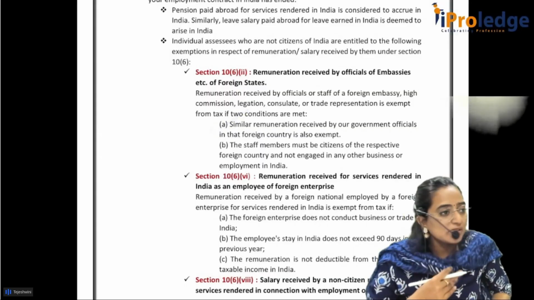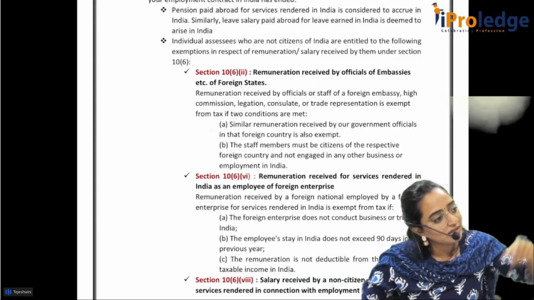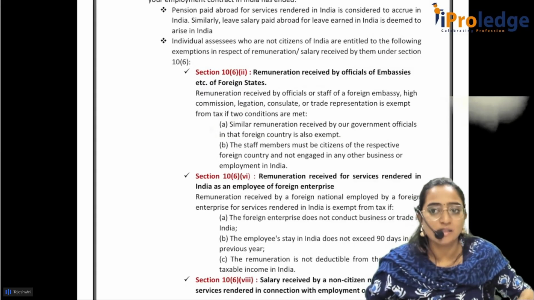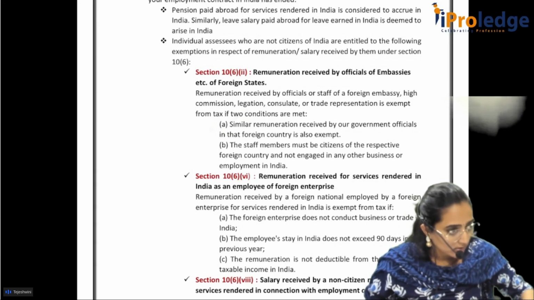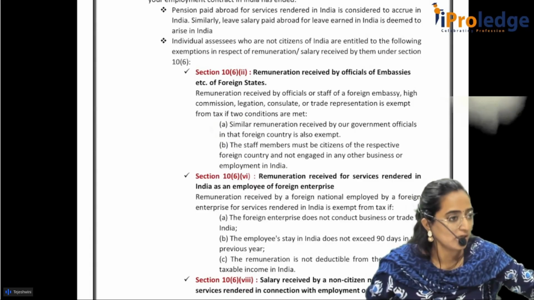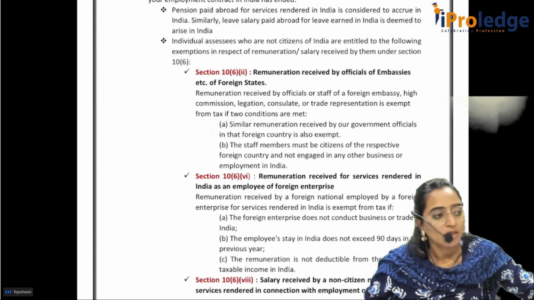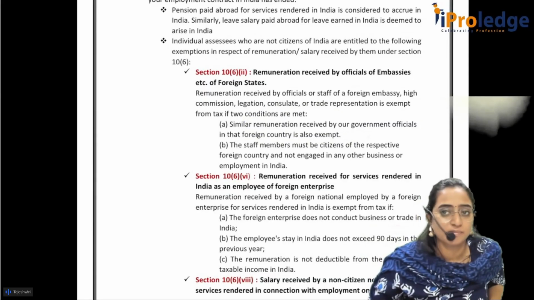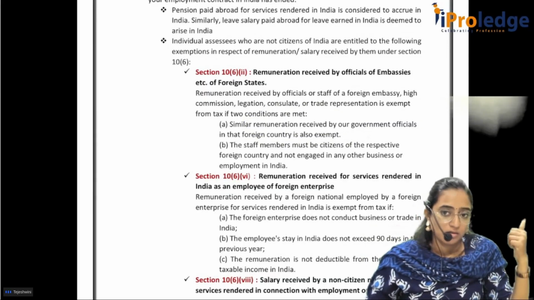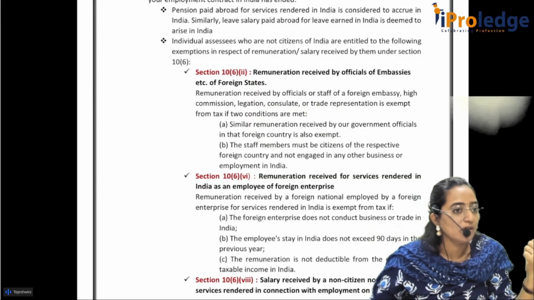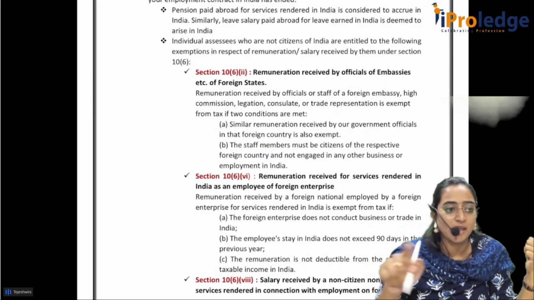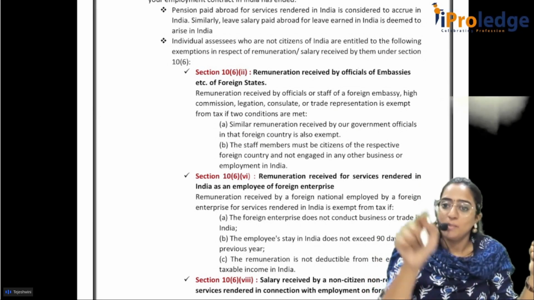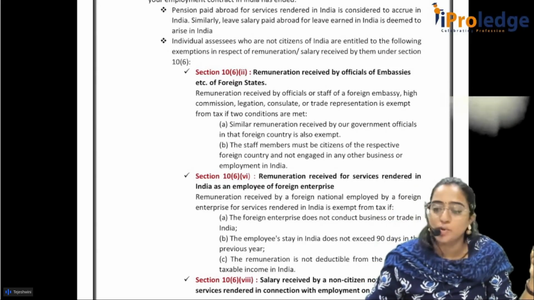Our embassy officials will be receiving similar salary in their foreign country. Example, US embassy people are working in India and our Indians are working in the US embassy. If the remuneration of our officials, the Indian embassy people rendering service in the US, is made exempted in that foreign country, then we will make your officials' remuneration exempted in our country. It is purely a give and take policy.